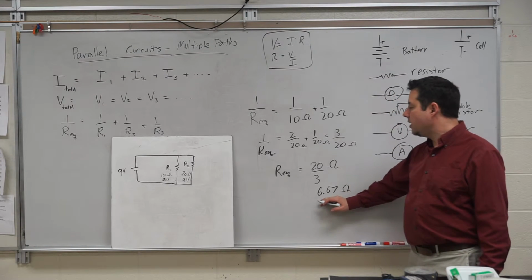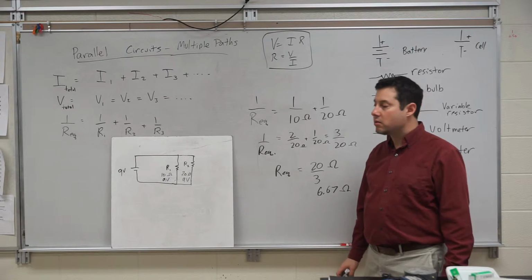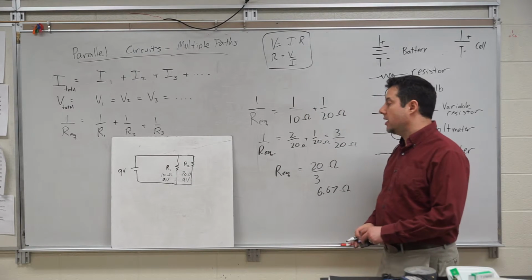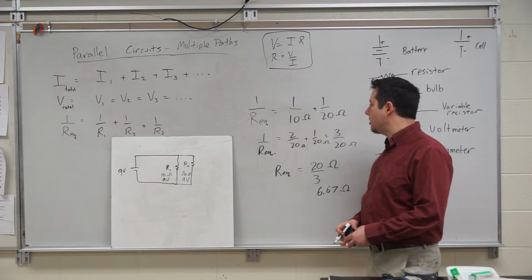So number one, the total resistance is less than either of these two resistors. It's lower than the lowest one. It's lower than 10, and it's definitely lower than 20. Now let's add another resistor and see what happens.